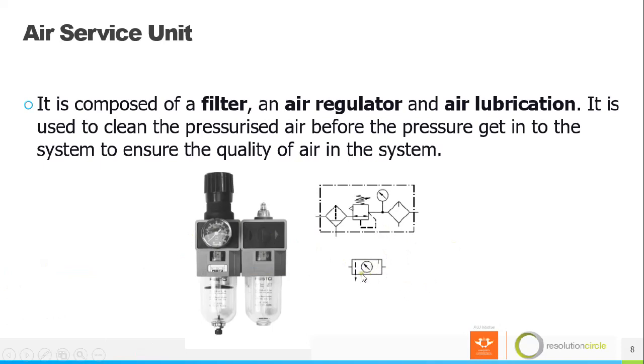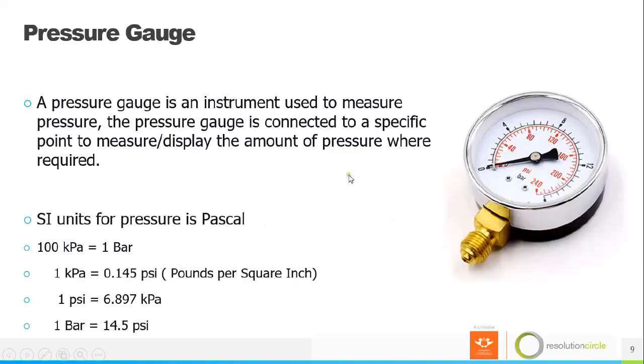So this is the sign for your air service unit. You can either use this sign or you can use this one. We also have a pressure gauge. A pressure gauge is an instrument used to measure pressure. The pressure gauge is connected to a specific point to measure or display the amount of pressure where it is required.